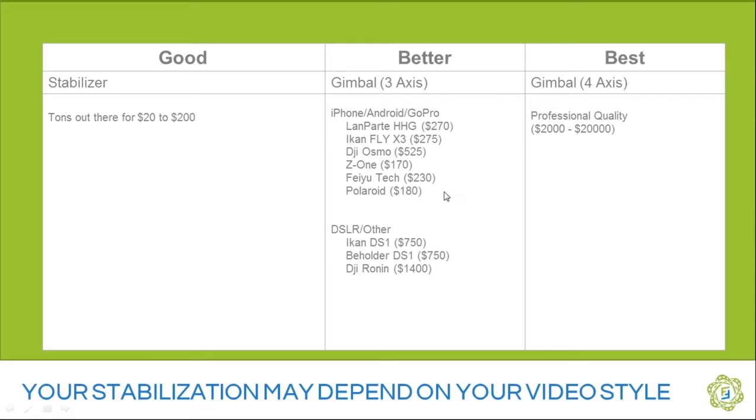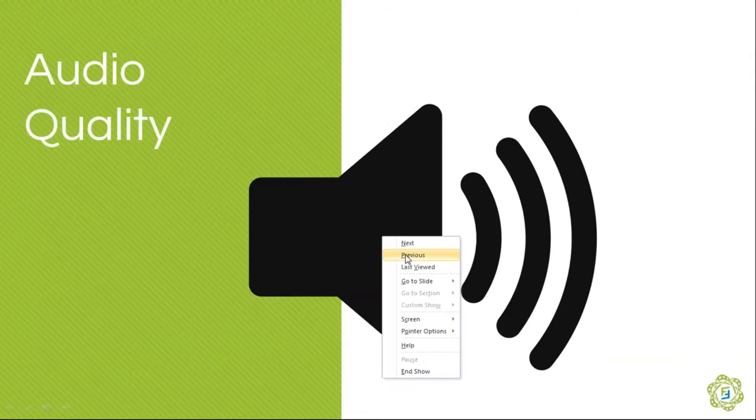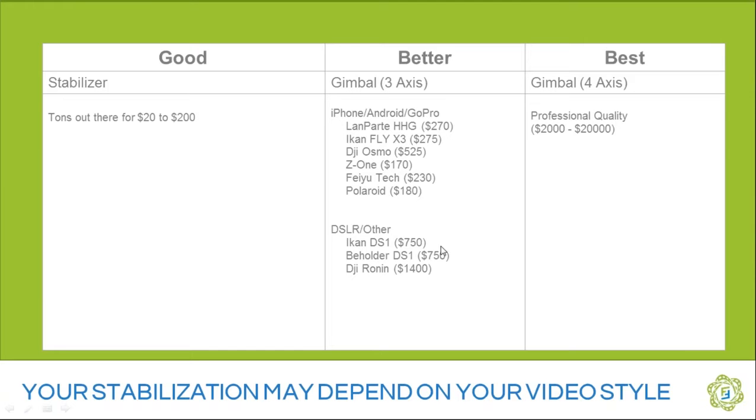So this is where I recommend you go. Here at Flick Fusion, if we're shooting a video or we're doing something, we use the iCan DS1. It's really easy to use, very easy to set up, or it's the Beholder DS1 right there. Very easy to set up.